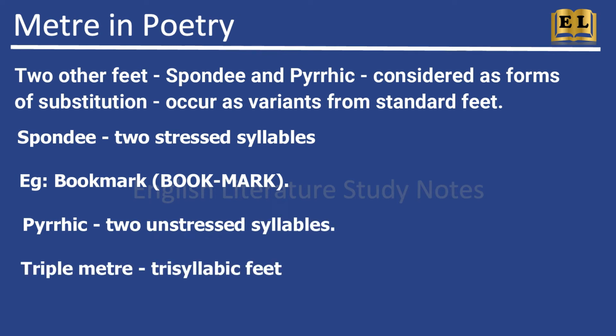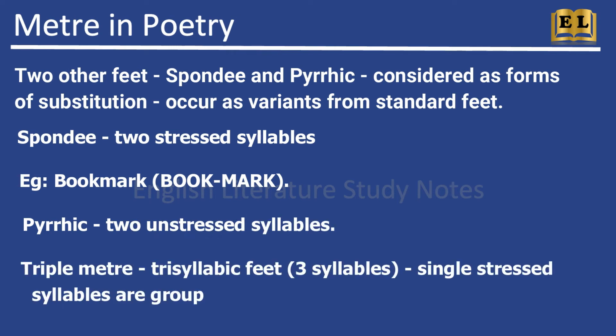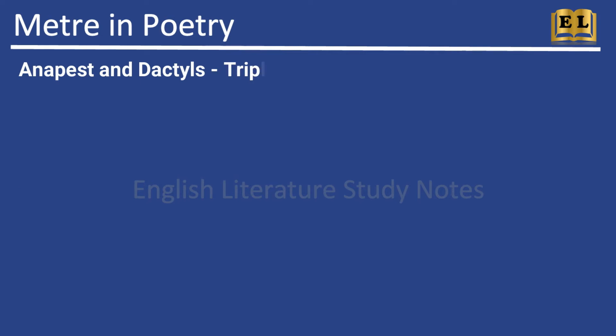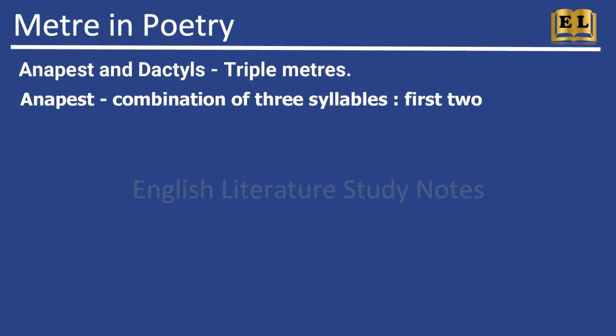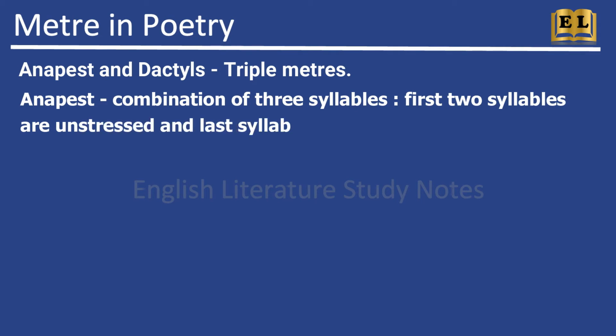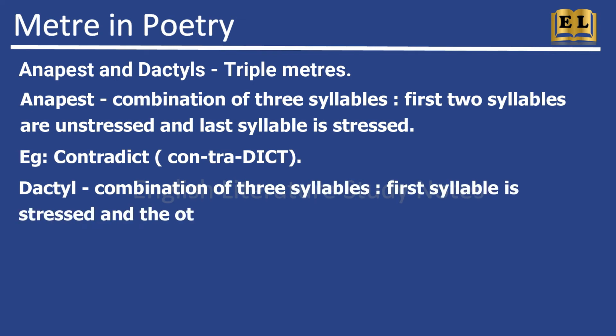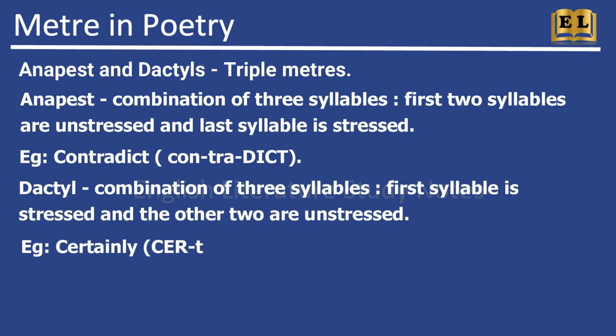Triple meter consists of trisyllabic feet in which single stressed syllables are grouped with a pair of unstressed syllables. Anapest and dactyls are triple meters. Anapest is a combination of three syllables. The first two syllables are unstressed and the last syllable is stressed. Dactyl is a combination of three syllables. The first syllable is stressed and the other two are unstressed.